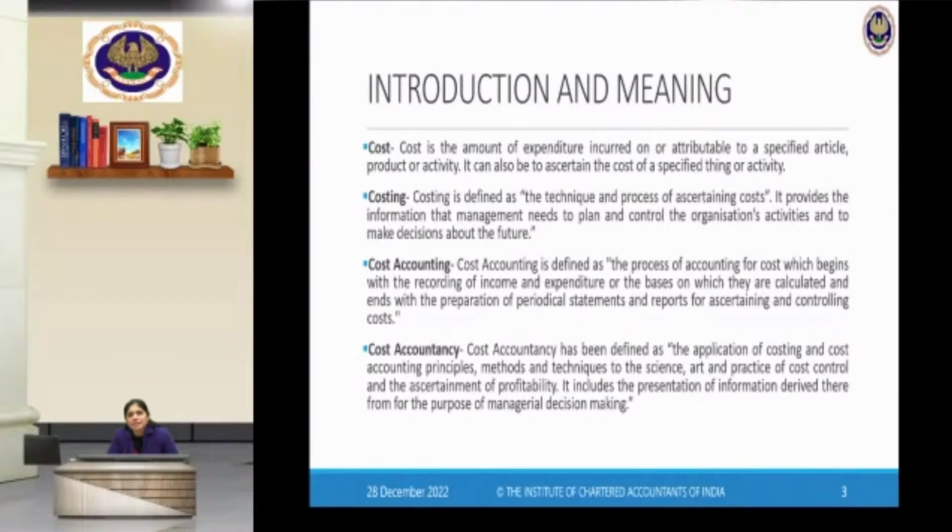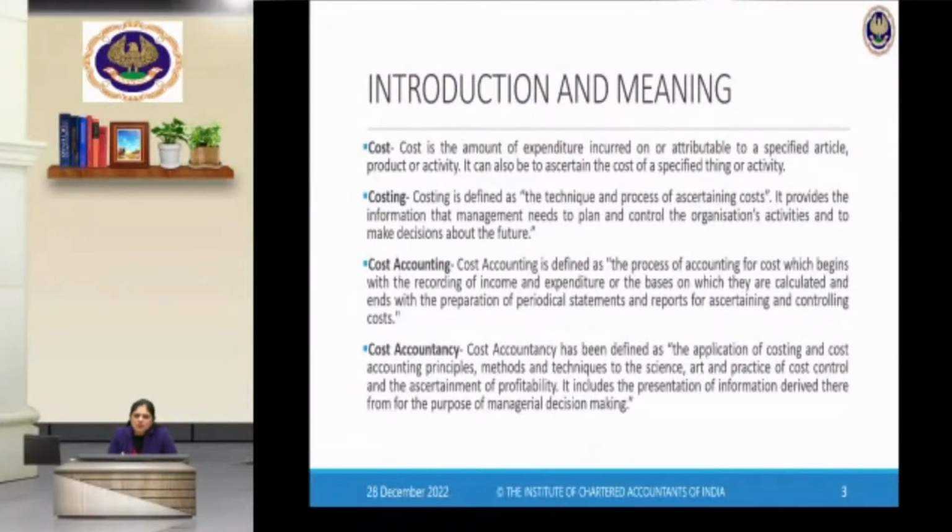Cost accountancy. Cost accountancy is basically the application of costing and cost accounting principles. So what all principles and methods and techniques we have, we apply those. All those applications of those methods and principles and practice for cost control and ascertainment of profitability. So basically it includes the presentation of information.